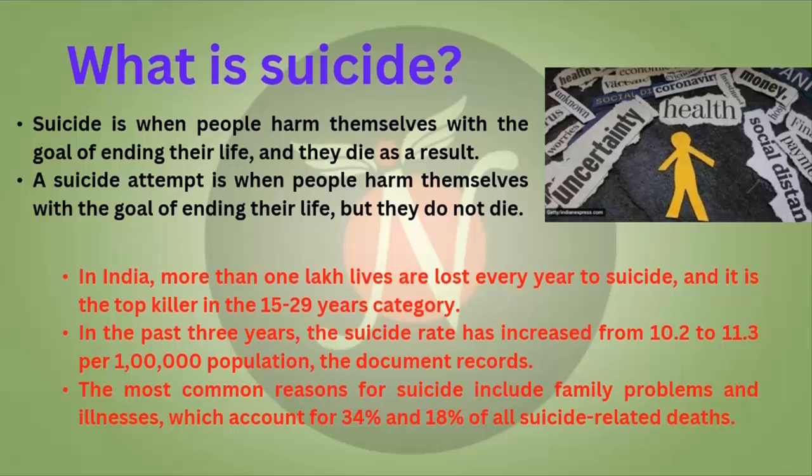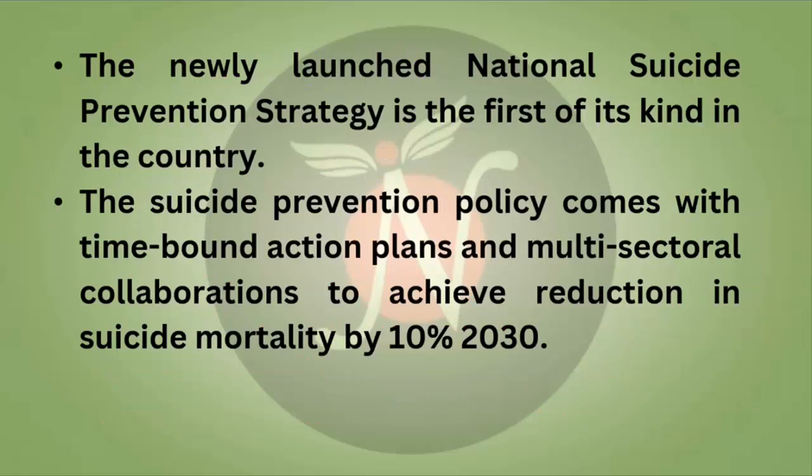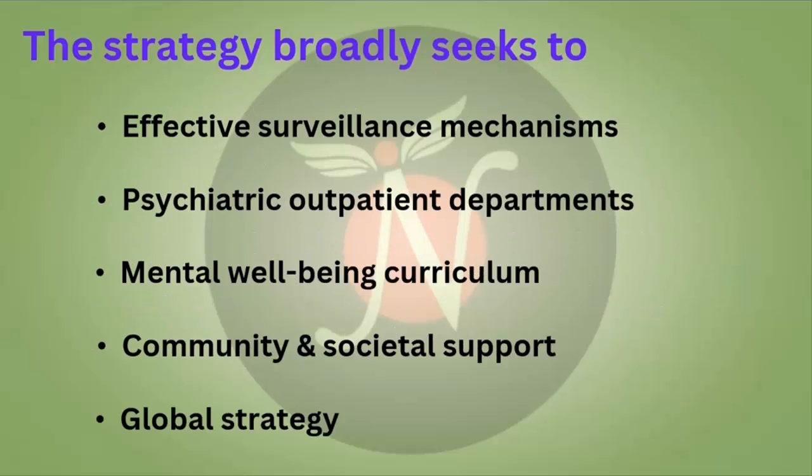Now we will discuss this particular strategy. The newly launched National Suicide Prevention Strategy is the first of its kind in the country. The suicide prevention policy comes with a time-bound action plan and multi-sectoral collaboration to achieve a reduction in suicide mortality by 10% by 2030. So this is the aim and target of this particular strategy. Now we will see what the strategy broadly seeks to achieve.